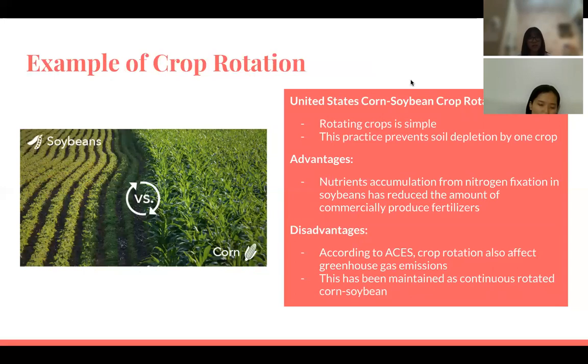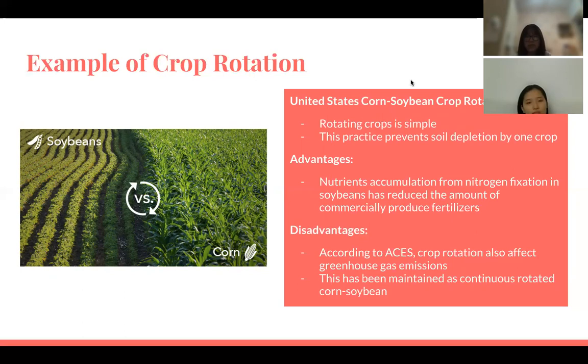Crop rotation in the United States. Switching between the two crops keeps the soil balanced and healthy. The farmers here found some advantages to this: nutrient accumulation from nitrogen fixation in soybeans has reduced the amount of commercially produced fertilizers that the farmers have to use.